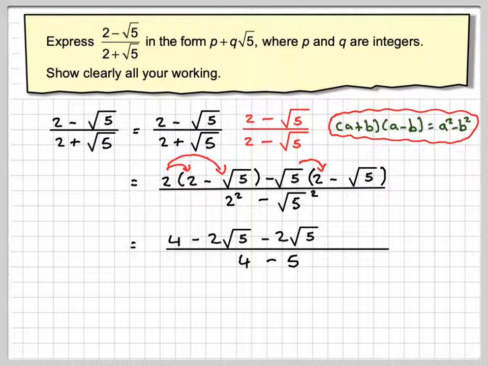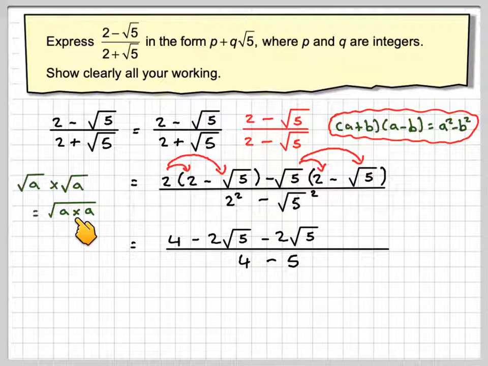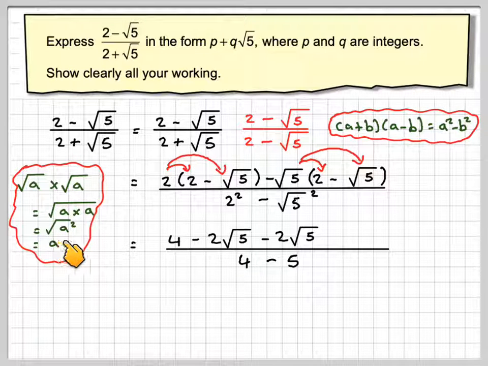Now, here we're going to do minus root 5 times minus root 5. So we need to remember that root a times root a is the same as doing the square root of a times a. A times a is a squared. So if you square a and take the square root, you're going to get a. So this will just become plus, because it's minus minus, 5.